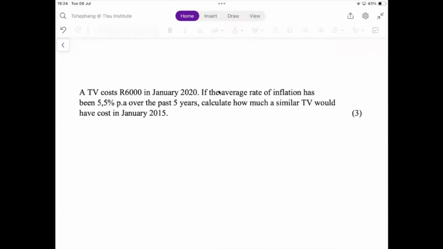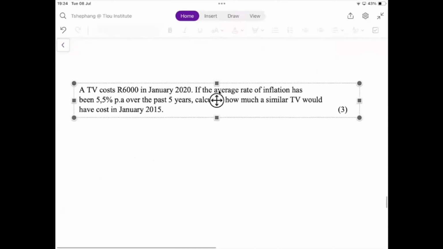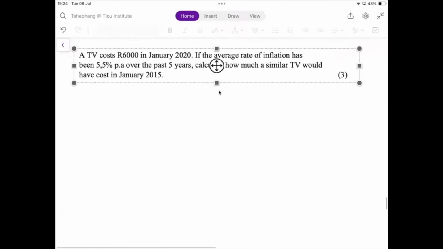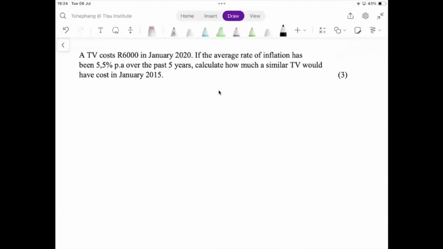Now let's move on to this other one. Let's be very careful with the A and the P. So a TV costs 6,000 rands in January 2020. Now the average rate of inflation has been 5.5% per annum over the past 5 years. Calculate how much a similar TV would have cost in January 2015. Is everyone with me there?